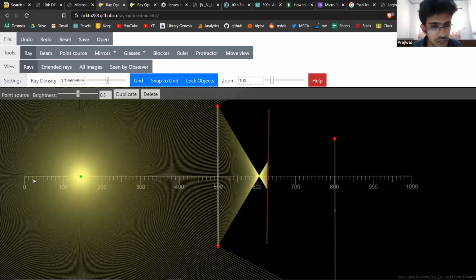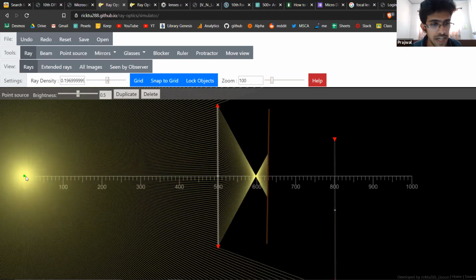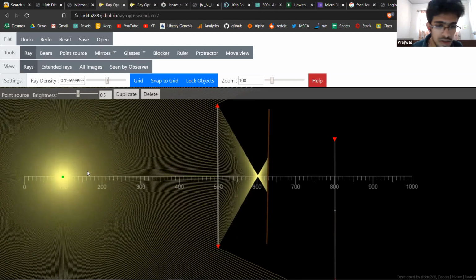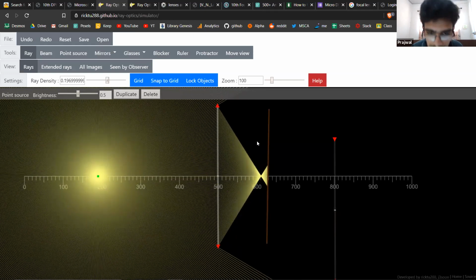Wait, I'll push it much further. So right now you see you require an optical lens. If the object is really far away, you require something like, wait, let's say we keep it here. One second. I think this is a mistake from my side.